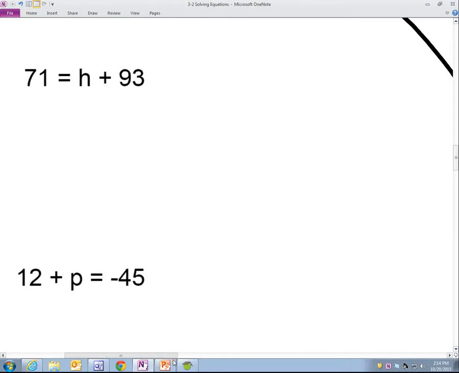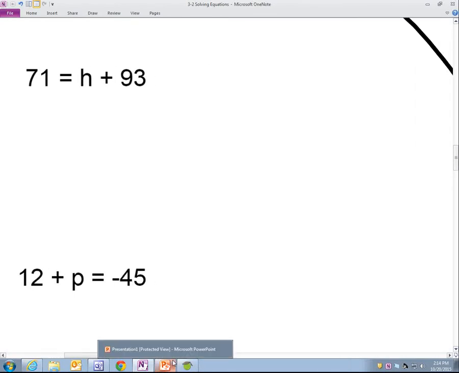Here we go. 71 is equal to h plus 93. You have to first ask yourself, what is happening to the variable?